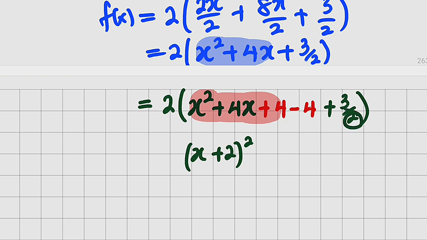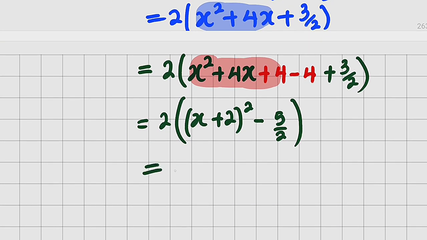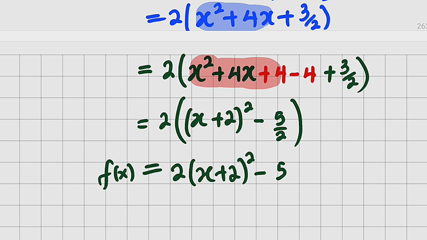Which is the same thing as 2 times negative 4 is negative 8, and negative 8 plus 3 will give us negative 5. So we have negative 5 divided by 2, but don't forget we have 2 here. You multiply all by that 2, and if you expand this, you have 2 multiplied by x plus 2 whole squared. Then minus this 2 will cancel this 2, leaving only negative 5. So we have negative 5 here. So this is the function we are going to construct.